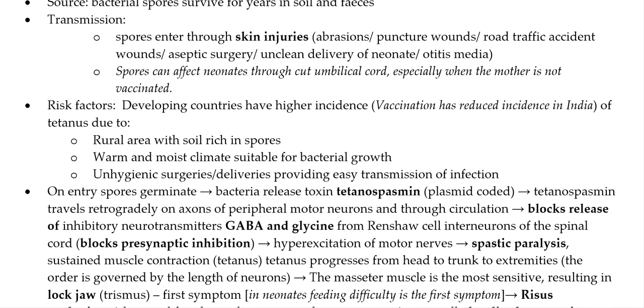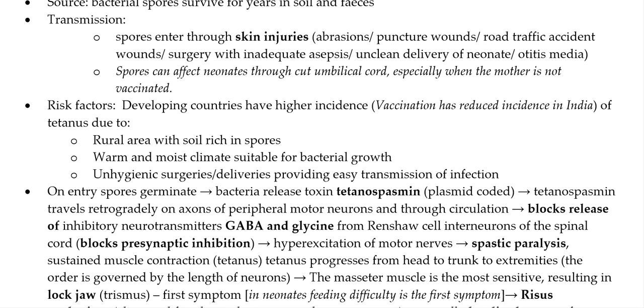So let us understand its pathogenesis. These spores enter through skin injuries. It could be abrasions, puncture wounds, road traffic accident wounds, or any kind of septic surgeries, unclean delivery of a neonate, or otitis media. These spores can also enter through the infected umbilical cord of a neonate when the mother is not vaccinated. That is the most common cause of neonatal tetanus as well.